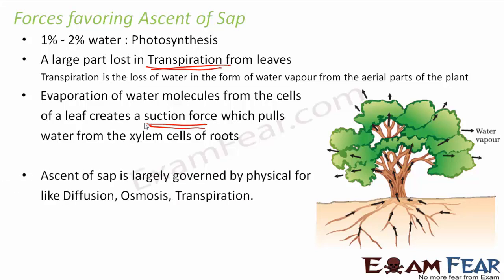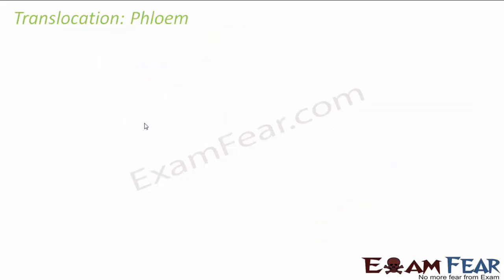So we can say that ascent of sap is largely governed by physical processes like diffusion, osmosis, transpiration. So all these processes together favor this phenomenon of ascent of sap. Let us now look at the process of translocation. What is translocation? It is the movement of food from leaves to different parts of the plant.